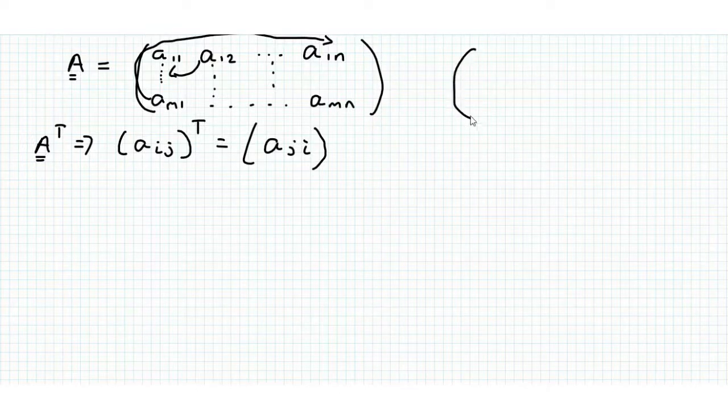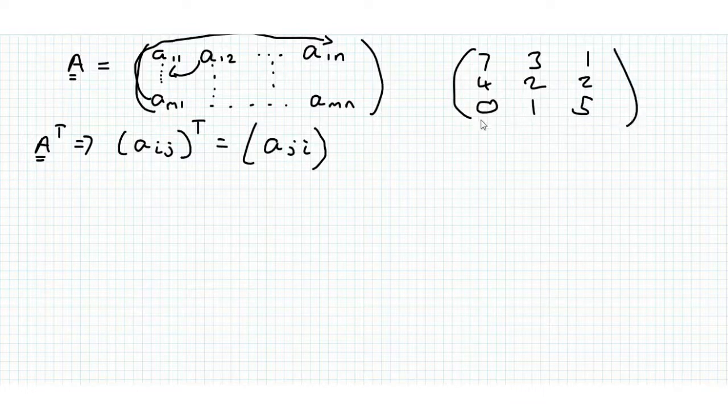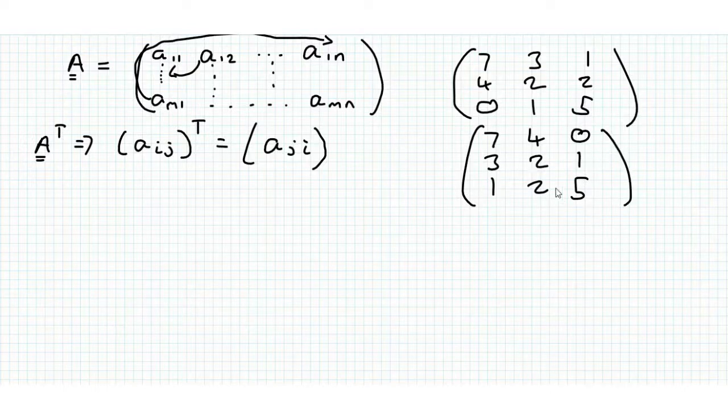So let's do an example. It's easier with square matrices, but you can do it with others. 7, 3, 1, 4, 2, 2, 0, 1, 5. Now the transpose of that: 7, 3, 1, the first row just becomes the first column. 4, 2, 2, the second row just becomes the second column, and the third row just becomes the third column. All the diagonal elements stay in the same place, but that's pretty simple. So let's call this M, and then this is M transpose.